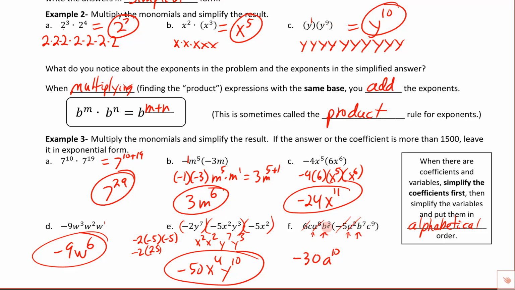If B is up next, we've got 3 here and 7 there. So altogether, that would be 10 B's that are multiplied together. So we'd have B to the 10th. We got that one taken care of. And then I've got a C here and C to the 9th right here. Well, remember, that's 1 C in a multiplication problem, 9 more. So that would be 10 C's multiplied together. So we have negative 30, A to the 10th, B to the 10th, C to the 10th. We're going to circle that and we are all set to go.